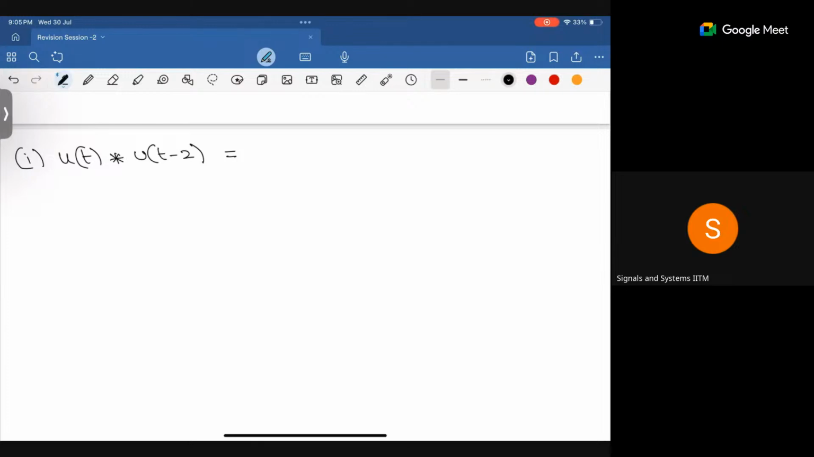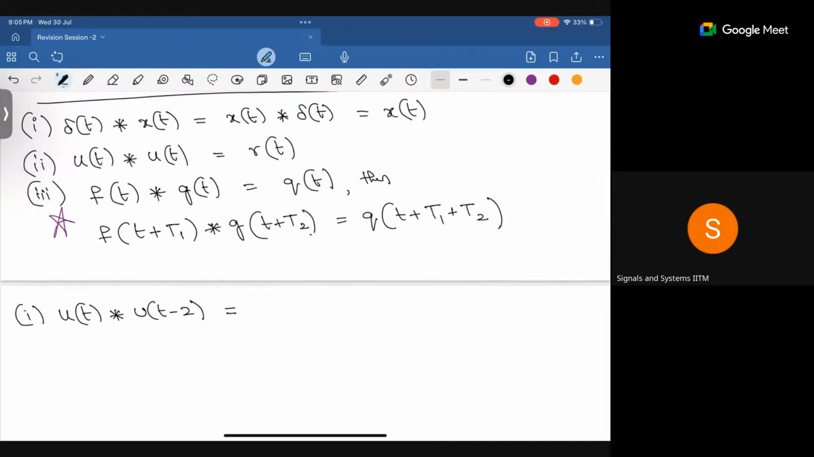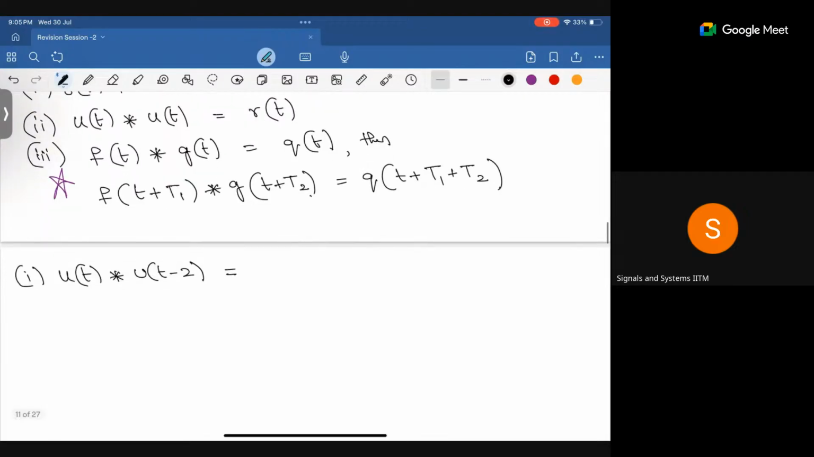Surprising. Is it too easy or is it difficult? Okay, u of t convolved with u of t is r of t. So u of t convolved with u of t minus 2 is r of 2t.